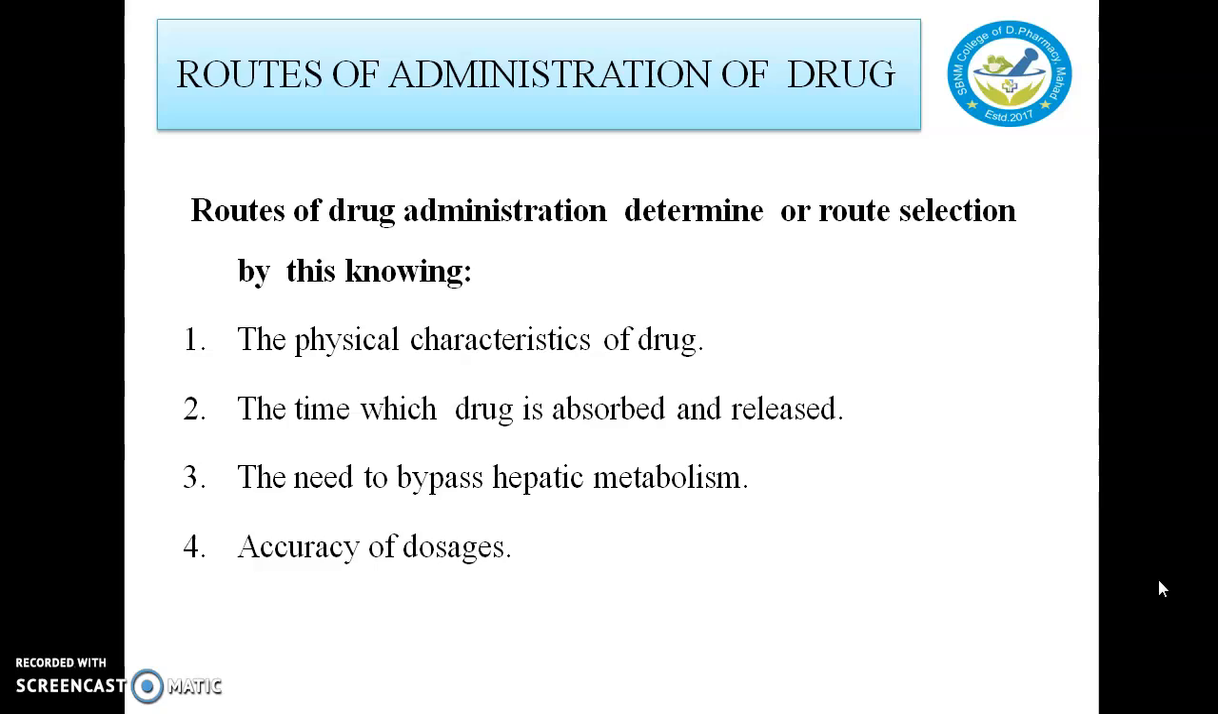Accuracy of dose. When deciding our route selection, dose accuracy must be considered for the different types of route or type of therapeutic effect. Next, condition of the patient. There should be consideration of the condition of the patient when deciding the route of selection. It will be the patient type, such as unconscious or conscious patient, to whom the drug dose is administered. Thank you.